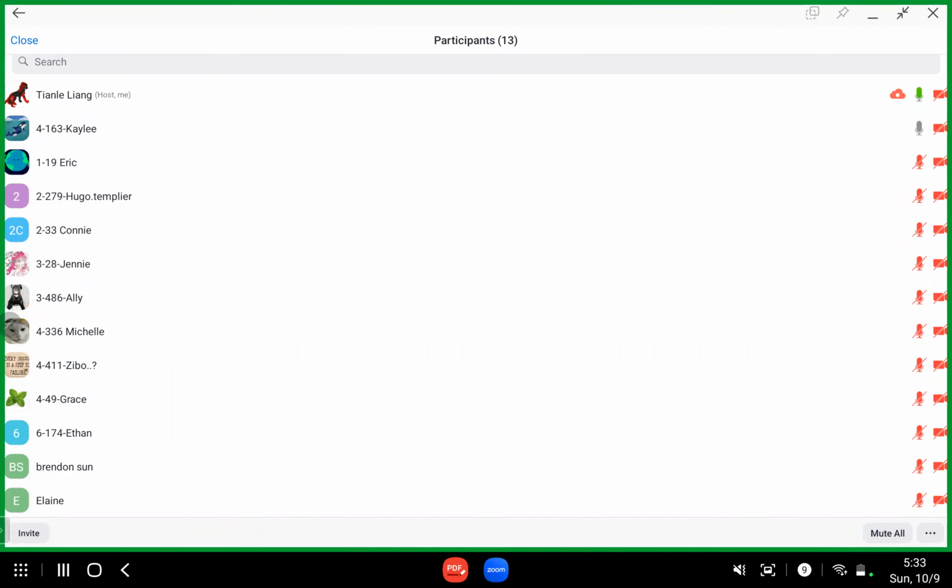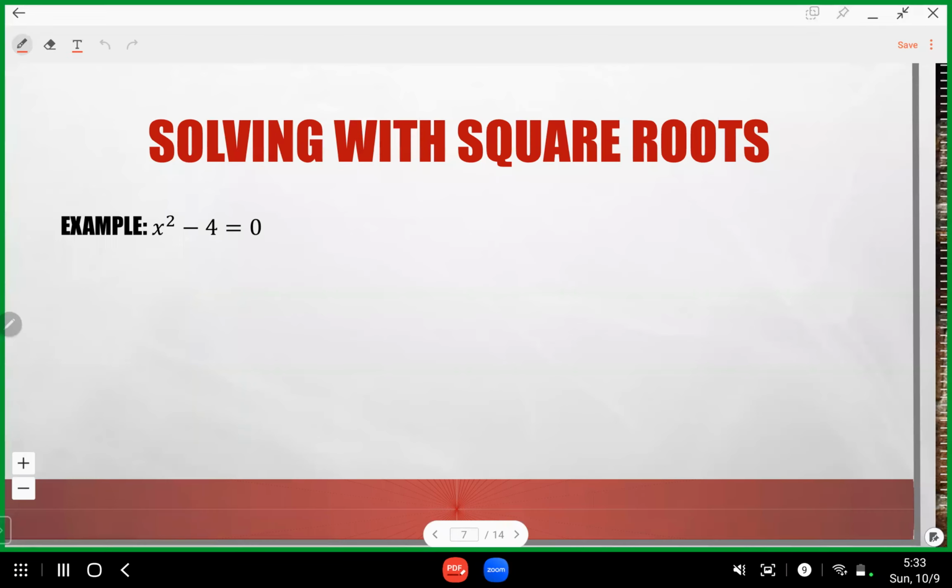Okay. So Connie, I have a question for you. How would you solve this particular quadratic? How would you solve this? All right. So there are a lot of methods to solve this. How would you solve it?